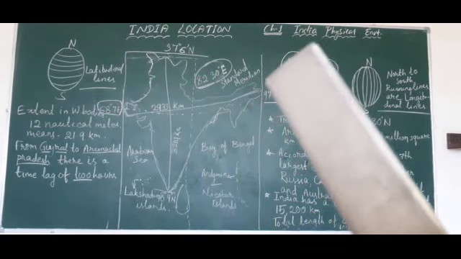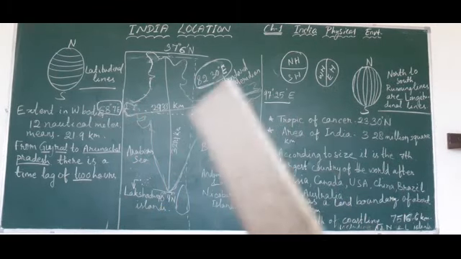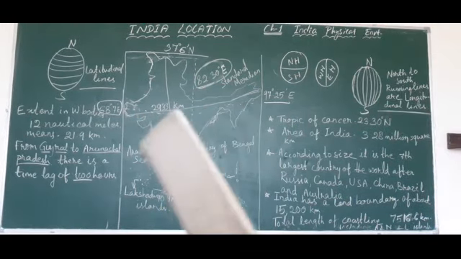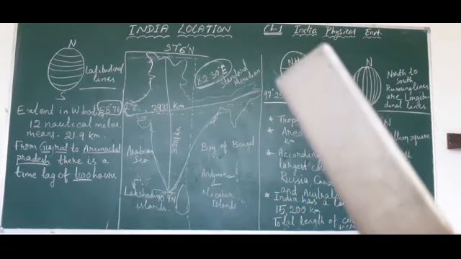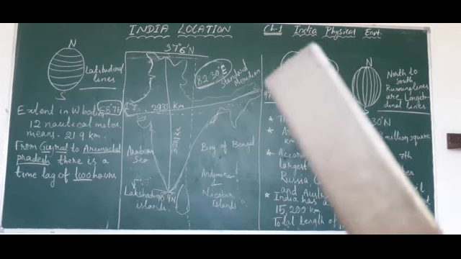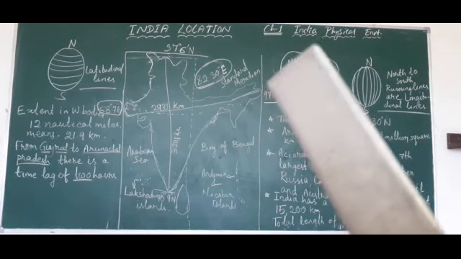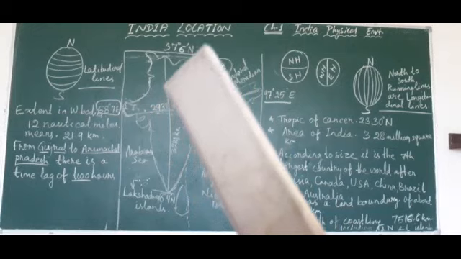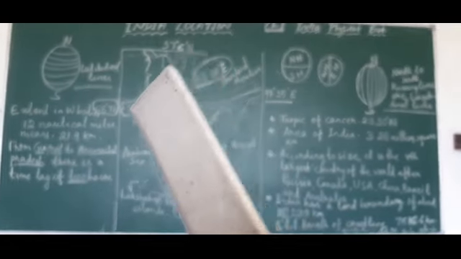So there is a time lag between Arunachal Pradesh and Gujarat. From Gujarat to Arunachal Pradesh there is a time lag of 2 hours. In Arunachal Pradesh it is the sunrise time. If it is 5 am there, it will take 2 hours more to reach here. It means 7 am is the sunrise time in Gujarat.